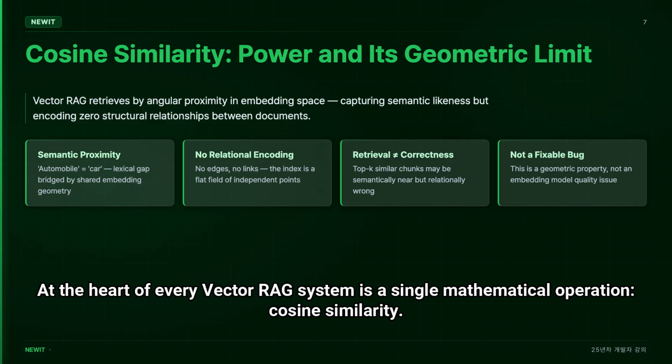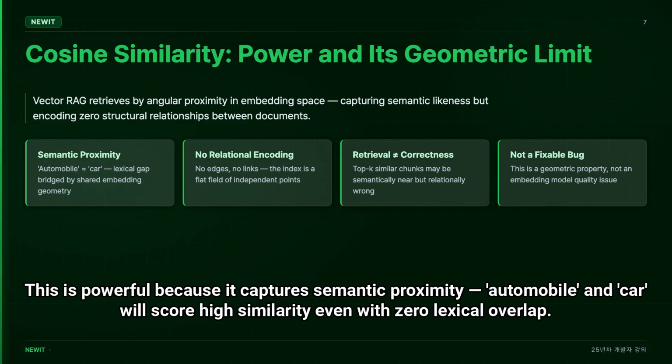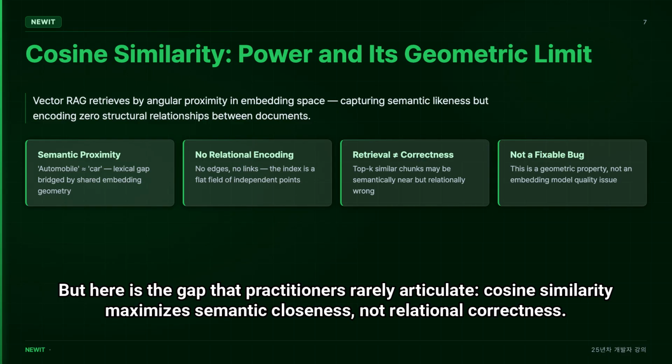At the heart of every vector RAG system is a single mathematical operation: cosine similarity. Given a query vector and a set of document vectors, the system returns the chunks whose angular distance in embedding space is smallest. This is powerful because it captures semantic proximity. Automobile and car will score high similarity even with 0 lexical overlap. But here is the gap that practitioners rarely articulate. Cosine similarity maximizes semantic closeness, not relational correctness.